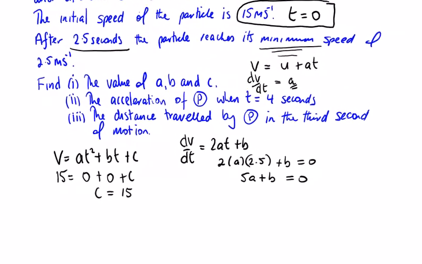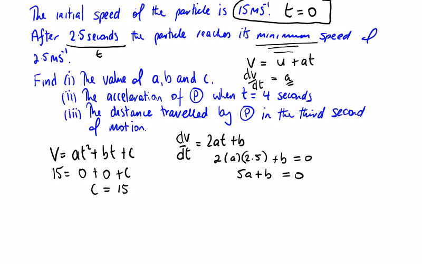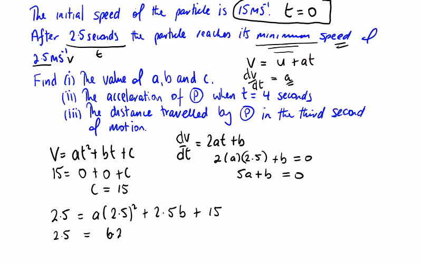And we can also use this time and speed to plug into the full formula again. So the speed of 2.5 is when the time is also 2.5. So that's going to be 2.5 squared times a plus 2.5 times b. We have c. So we're going to get 6.25a plus 2.5b plus 15.